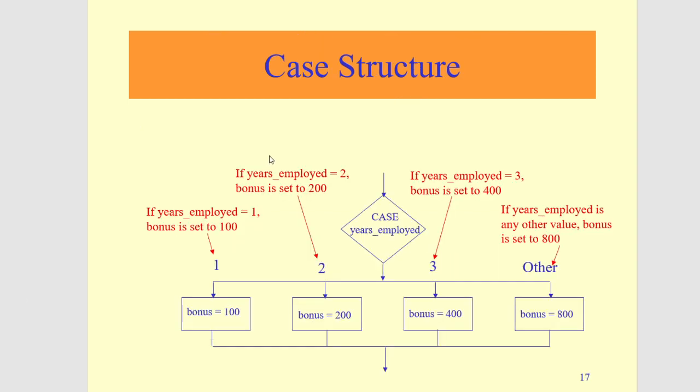So we also have the case structure. Case structure is just like the yes and no structure, the repetition structure, but it's more than 2, no? So we have 3 cases, 4 cases. So hindi lang po yes and no yung sagot. We have these 4 cases here. If years_employed is equal to 1, so case 1, pag ganito daw po, 1 year ka na employed, yung bonus mo is 200. Pag 2 years, bonus mo is 200. Pag 3 years, bonus is 400. Pag more than 3 years, yung bonus mo is 800.